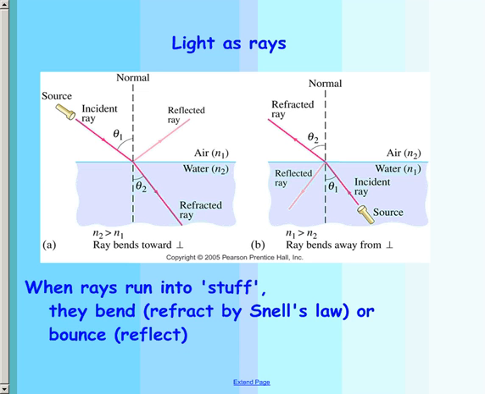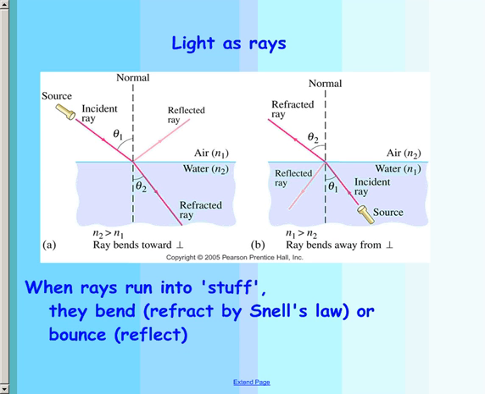Number three and four. When light runs into stuff, it can do one of two things. It can bounce off, it can reflect, or it can go into the stuff it hits and refract. Okay. Refraction we've already talked about, and that's done with Snell's law.